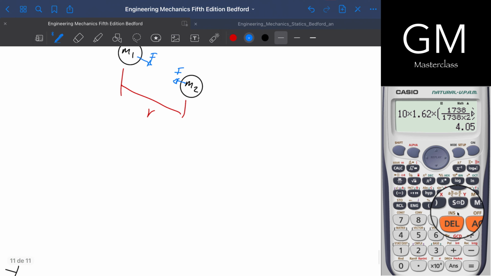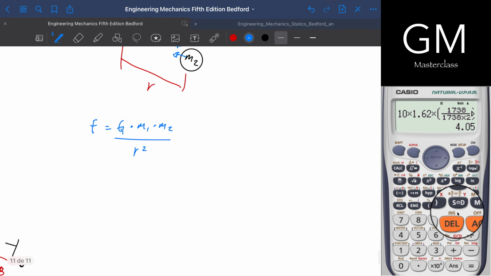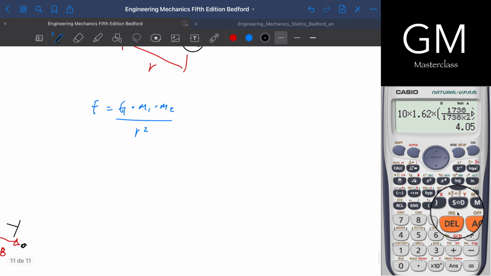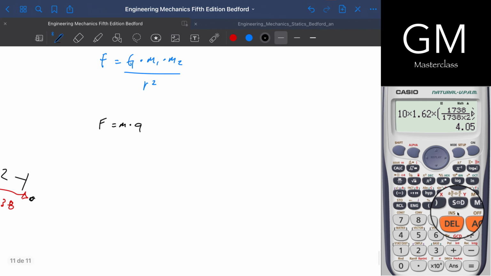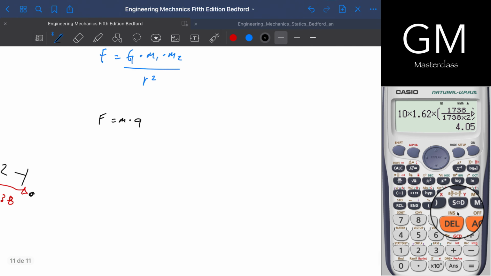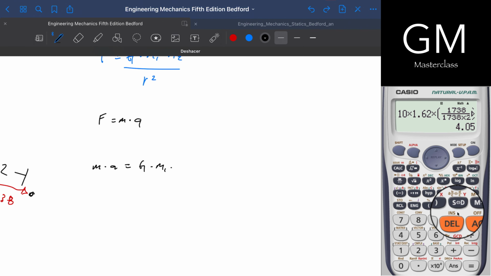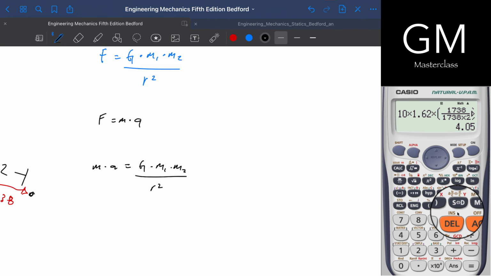And that force, Isaac Newton said, is going to be equal to a constant G multiplied by m1 multiplied by m2 divided by the distance between them to the second power. Now, this F is a force, so a force is given by a mass multiplied by an acceleration. So a mass multiplied by acceleration is equal to G multiplied by m1 multiplied by m2 divided by r to the second power.